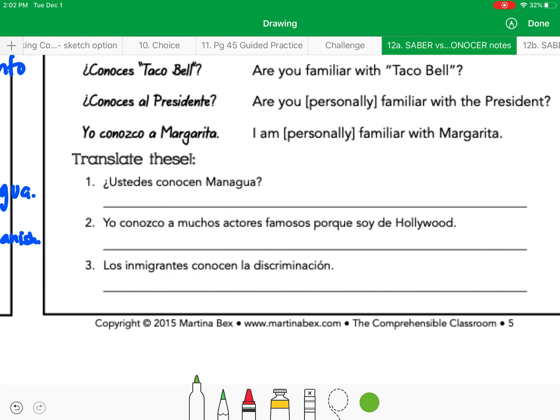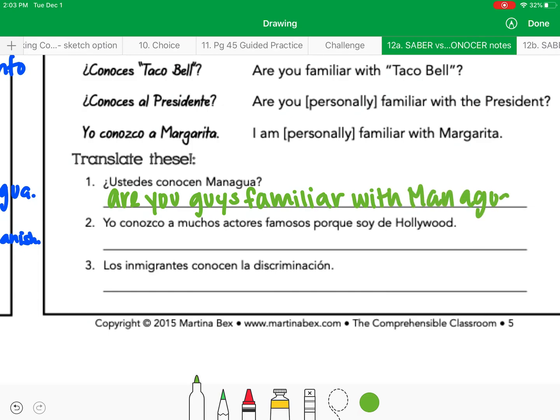All right, go ahead and pause and translate the bottom 3 sentences. Okay, number 1, ¿ustedes conocen Managua? Are you guys familiar with Managua? Have you been there before? Do you know it?